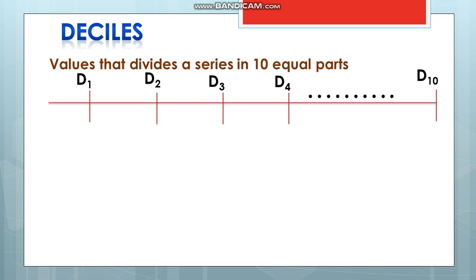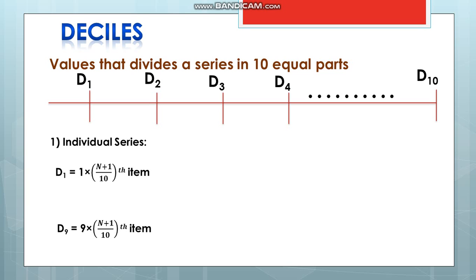What is a decile? Only difference is in place of quartile, deciles are dividing the series in 10 equal parts. In quartile we are dividing in 4 equal parts. In deciles we will be dividing in 10 equal parts. Everything remains same, only in case of 4 we will be using 10 here.